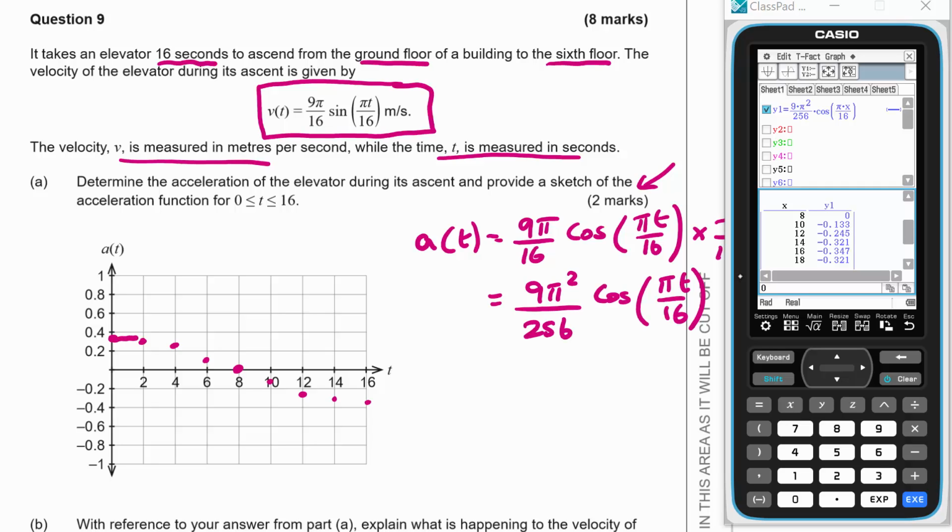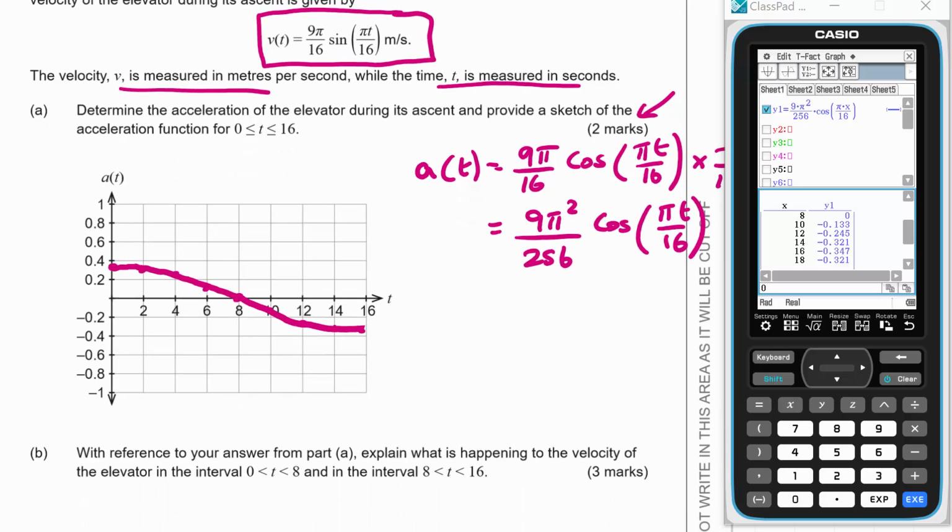So we know what a cos looks like. So it's probably going to look something like that. And I should of course end it at 16 seconds. So, with reference to the answer from part A, explain what's happening to the velocity of the elevator in the interval 0 to 8 and 8 to 16.